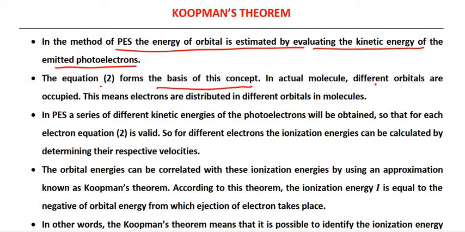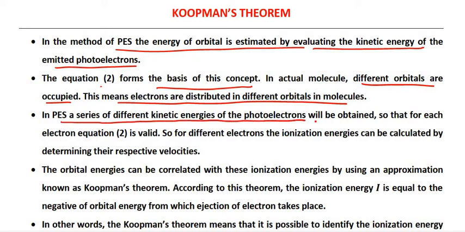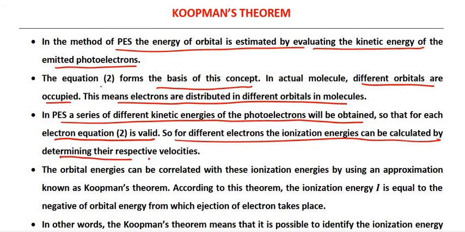In an actual molecule, different orbitals are occupied. This means electrons are distributed in different orbitals in molecules. In PES, a series of different kinetic energies of photoelectrons will be obtained, so that for each electron, equation 2 is valid. So for different electrons, ionization energies can be calculated by determining their respective velocities. Let me illustrate this point.